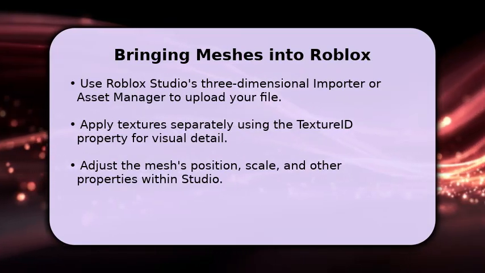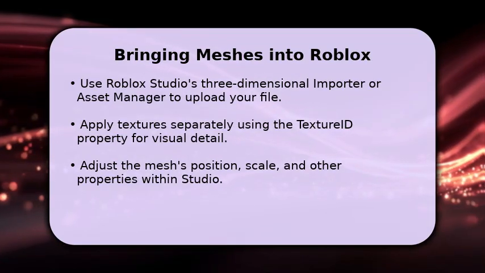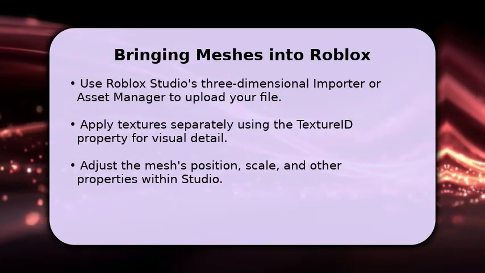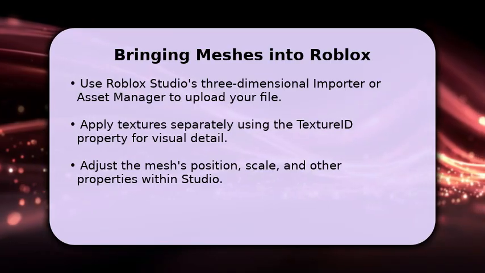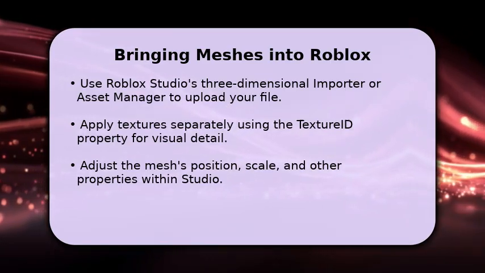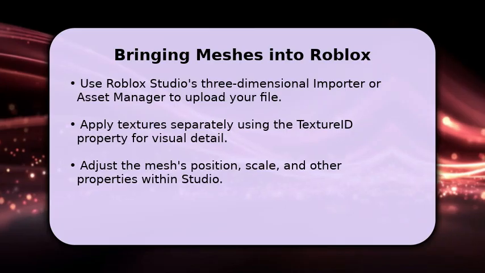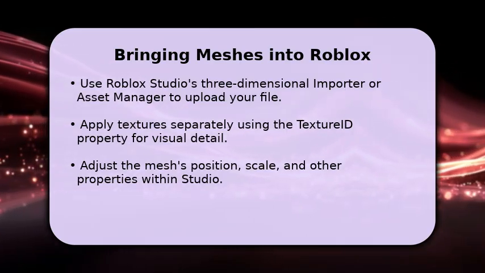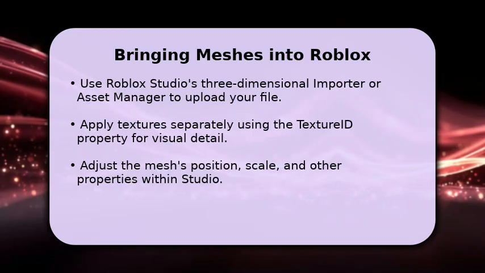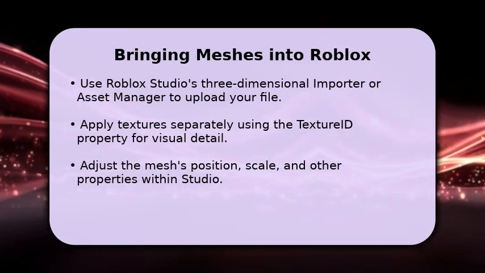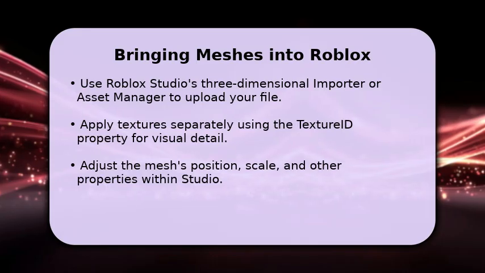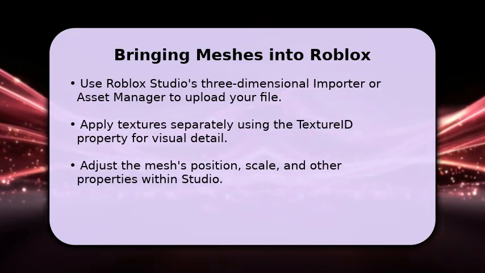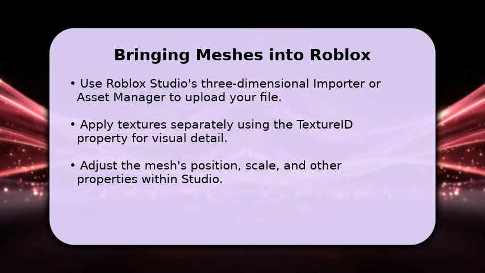Open your project and navigate to the Asset Manager or use the three-dimensional importer tool. Upload your OBJ or FBX file. Remember that textures are often applied separately. You'll need to upload your texture images and assign their ID to the mesh's texture ID property. Finally, you can adjust the mesh's position, scale, and other properties directly within Studio to perfectly integrate it into your game world.